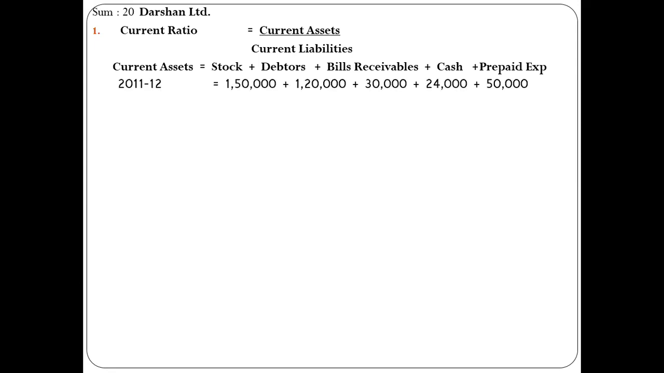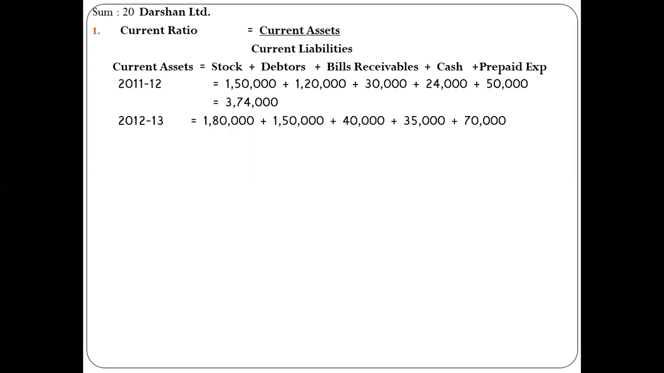In 2011-12, we have stock for rupees 1,50,000, debtors for 1,20,000, bills receivables for 30,000, cash for 24,000, and prepaid expense for 50,000. So the total will be 3,74,000. In 2012-13, stock is 1,80,000, debtors are 1,50,000, bills receivables are 40,000, cash is 35,000, and prepaid expenses 70,000. So the total will be 4,75,000.